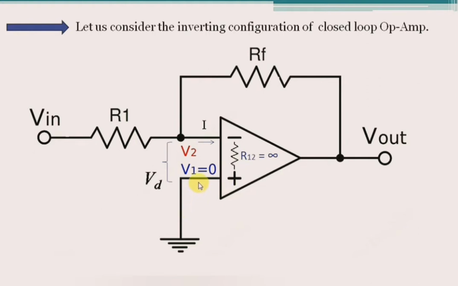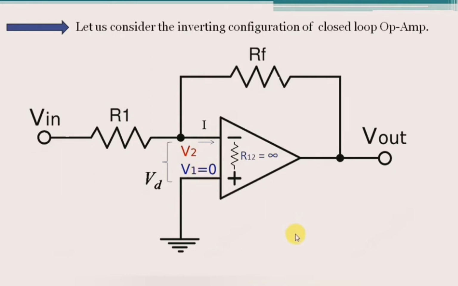Let us consider that V1 and V2 are two node voltages, in which the non-inverting terminal is connected to ground, which means the V1 value is 0. Here the inverting node voltage, that is V2, is approximately equal to V1 virtually. Means here V1 is 0. In this configuration V2 is always equal to 0, virtually it is equal to 0. How does this happen when V2 is equal to V1? We are going to see in the upcoming slides.